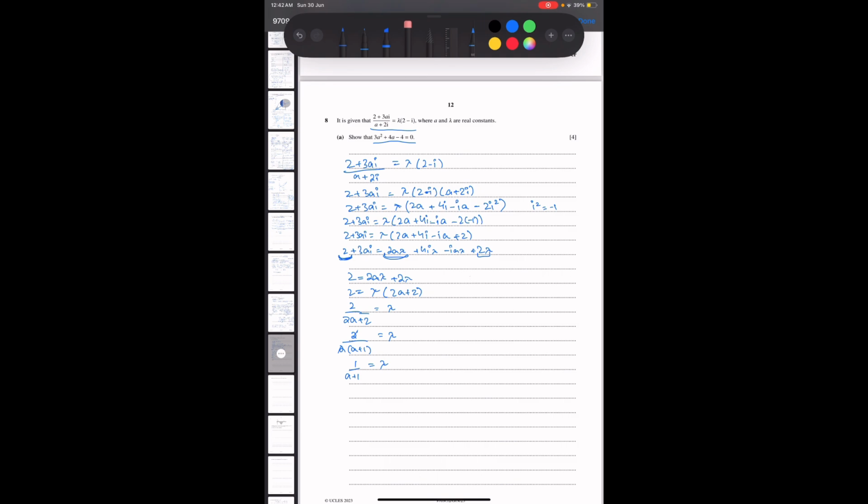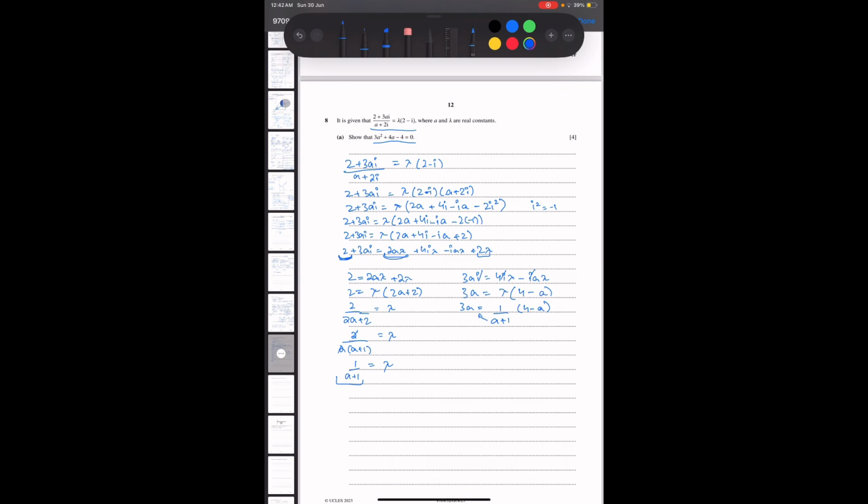So basically 3ai is equal to 4i lambda minus ia lambda. I can simply cancel these i's because they're on both sides, and with every term again I'll take this lambda common, so 4 minus a. We just found out what lambda is in terms of a. It's 1 upon a plus 1. So I'll substitute it over here, that 3a is equal to 1 upon a plus 1 into 4 minus a.